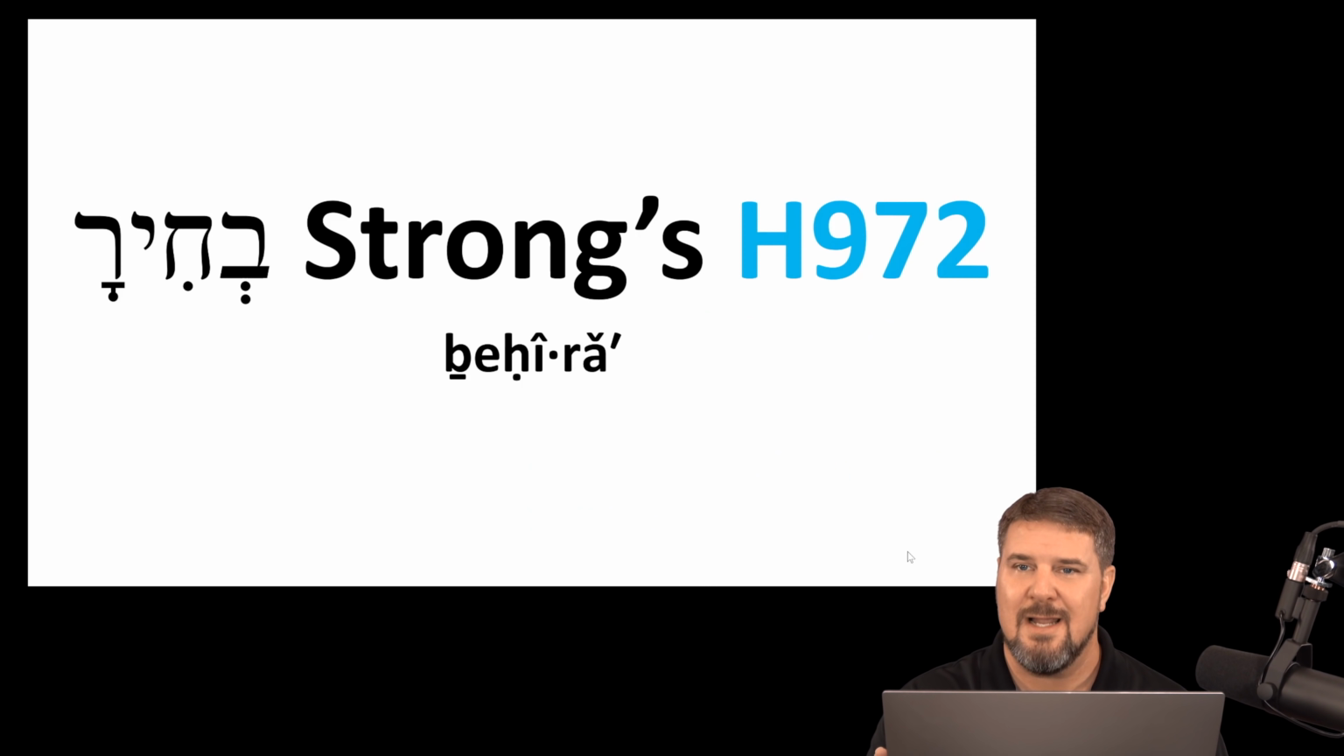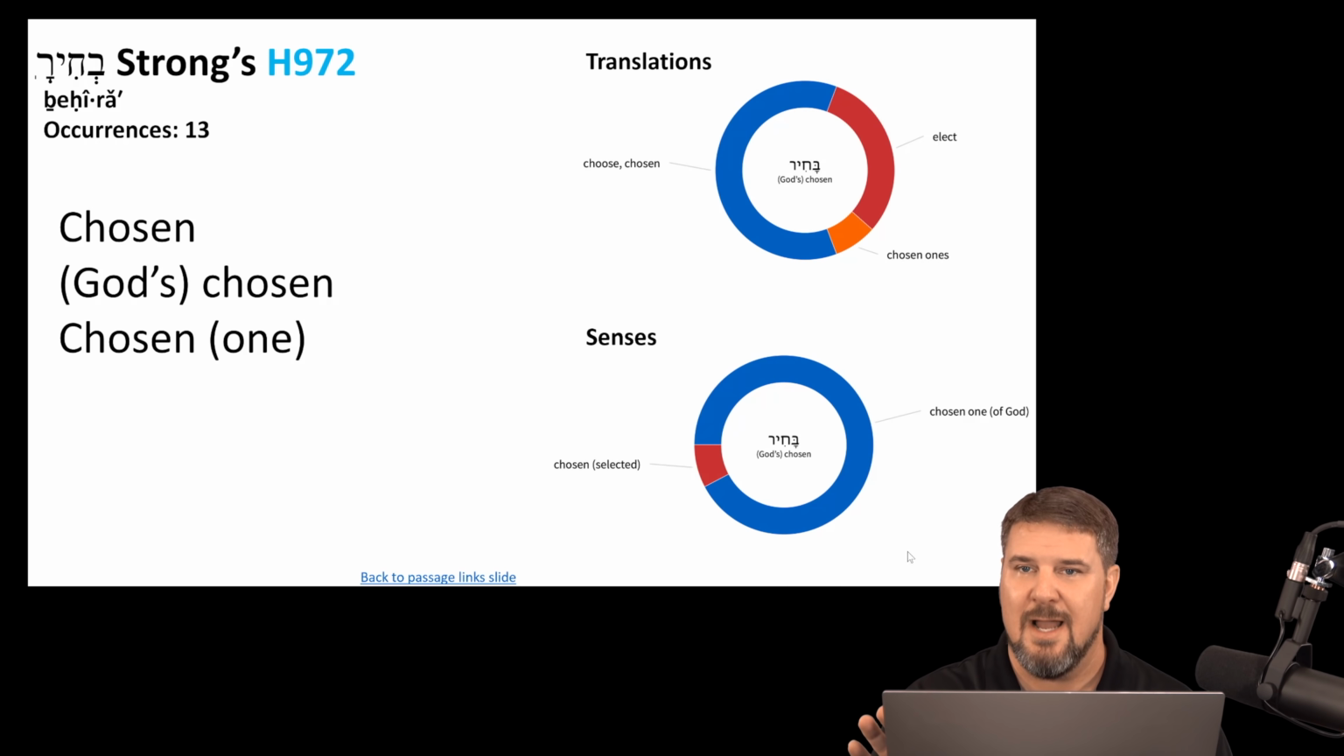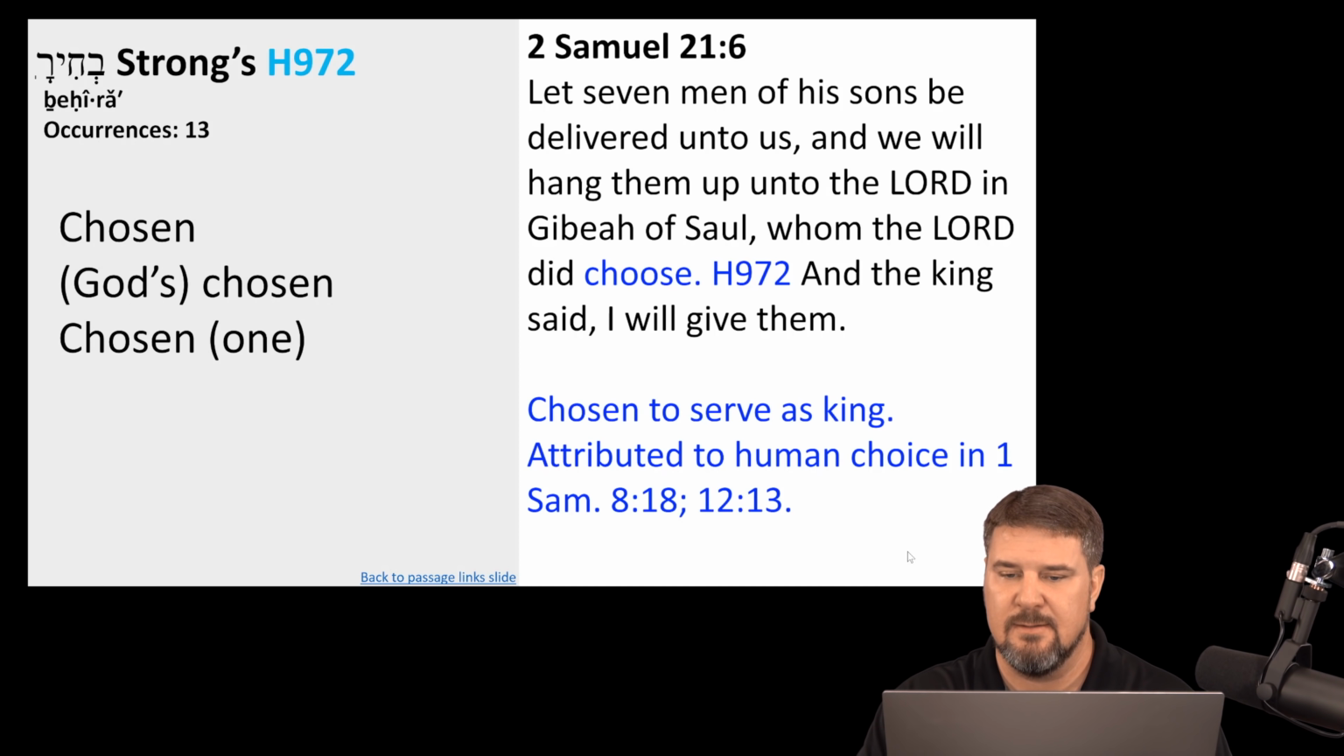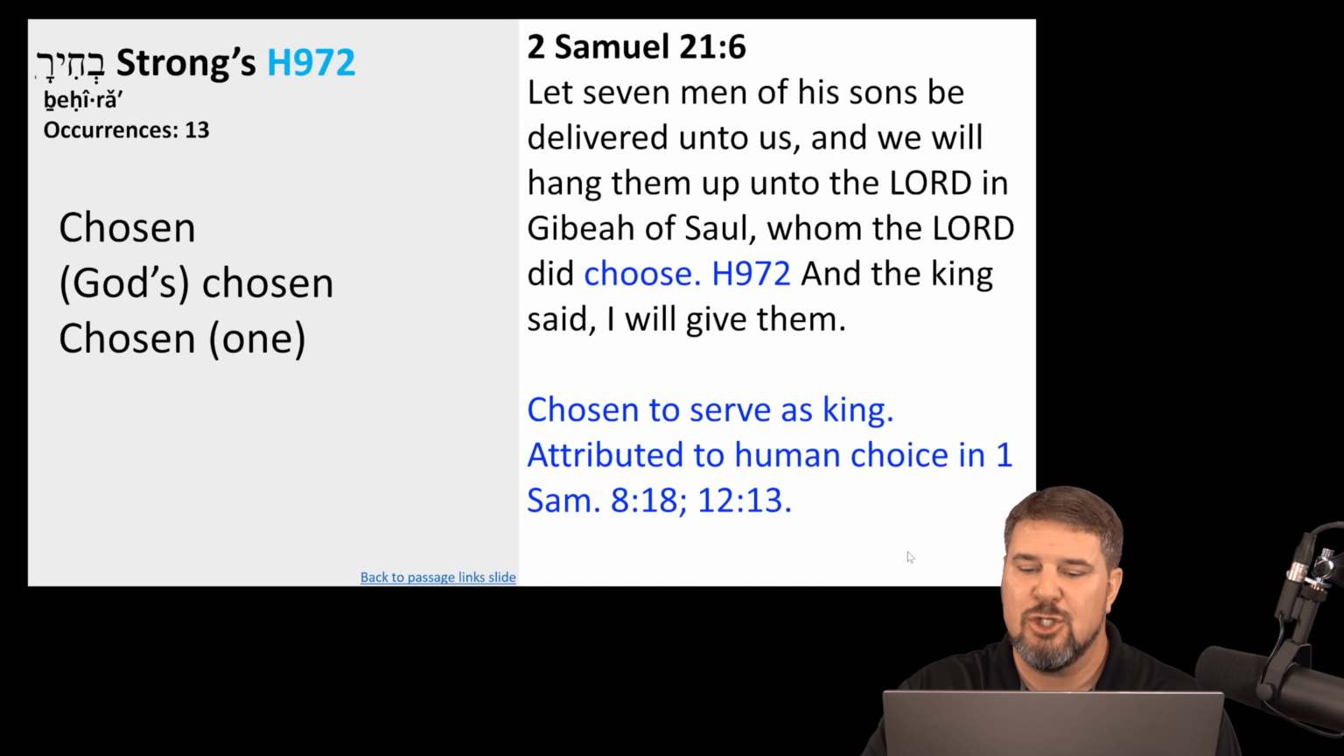Now we're going to go to the second Hebrew word, and that was the longest one, by the way. The second Hebrew word, H972, bachira, okay? Chosen, implied God's chosen. That's probably theology being read back into the lexicon, or chosen one. 2 Samuel 21:6, "whom the Lord did choose." And that's being chosen to serve as king.